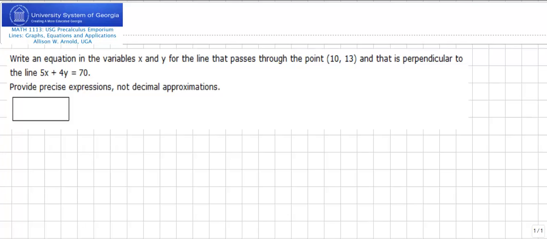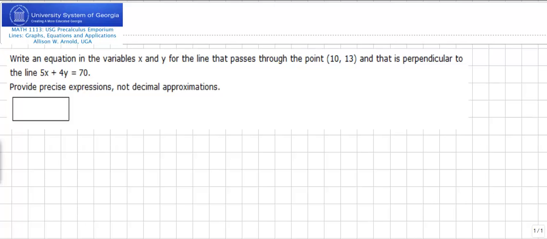Consider the following example. Write an equation in the variables x and y for the line that passes through the point (10, 13), and that is perpendicular to the line with equation 5x + 4y = 70. Provide precise expressions, not decimal approximations.